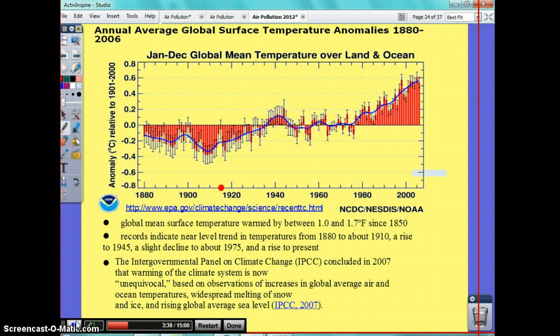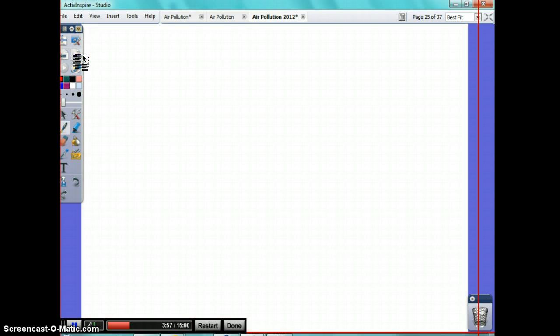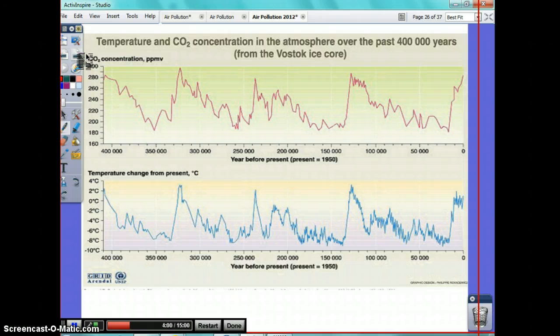And they all agree that there is evidence of global warming, and that because of this we're going to have melting of snow and ice, rising of sea levels, and changes in air and ocean circulation patterns. So that's where the word climate kicks in. And here is a picture of our Earth's climate in the past 400,000 years.